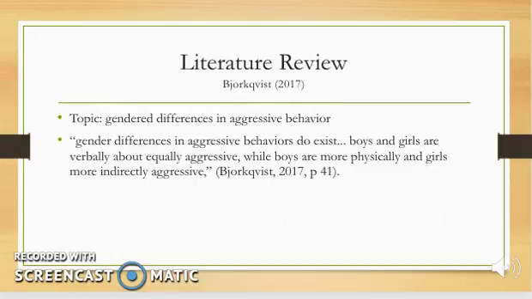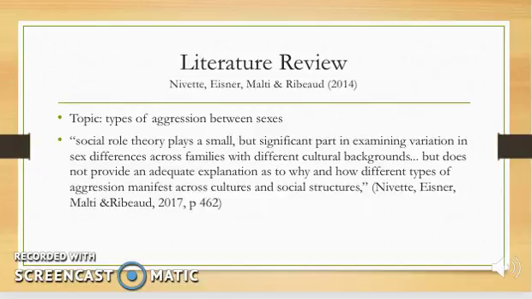The next piece of literature that I will be going over is by Navet, Einsner, Malti, and Rebute. They studied the types of aggression between sexes. They did this by going to 56 elementary schools. From these elementary schools, they gathered a total of 1,675 first graders. With these first graders, they studied them for a period of 7 years, and they were able to get teacher assessments on each child by the same teacher based on their academic performance.